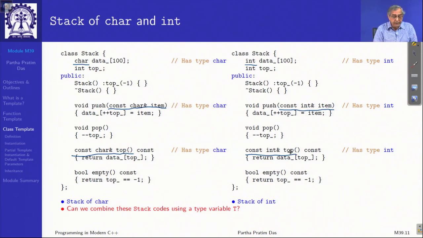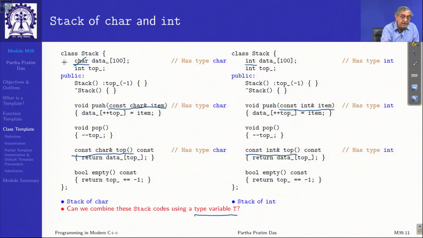So, these are the 3 places where the code differs because the underlying data type on the left is char and on the right is int. So, the question is, can I not replace this char and int by a type variable T?